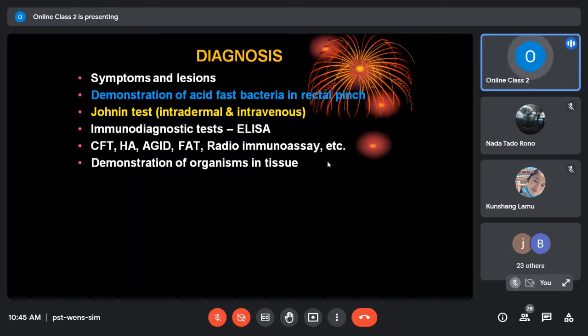And the demonstration of the organism, I was talking about the acid-fast organism, in the tissue can also be used. It is demonstrated by taking a special stain, and you can demonstrate the presence of this organism in the affected tissues.